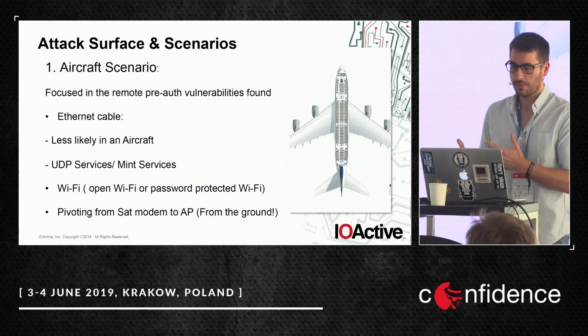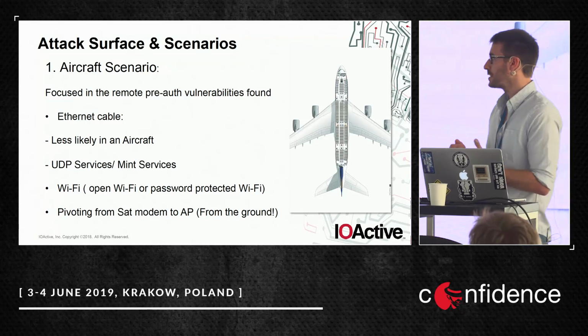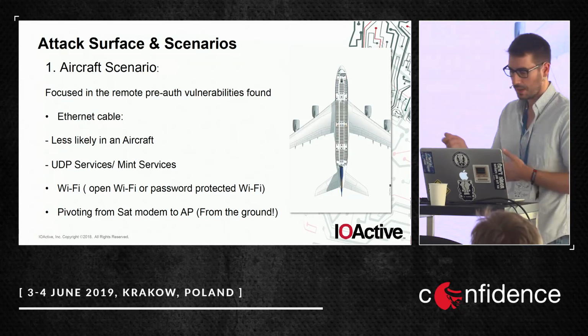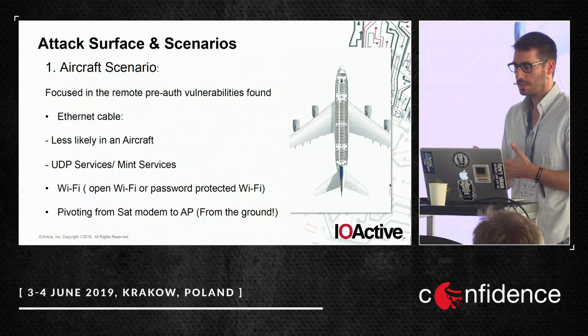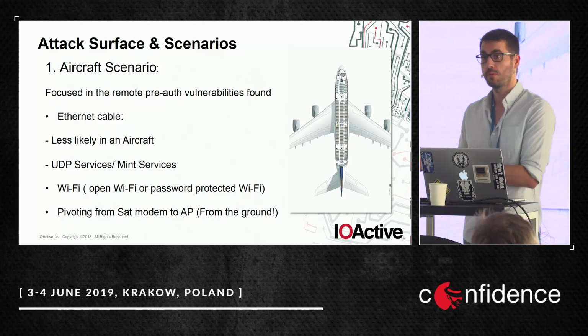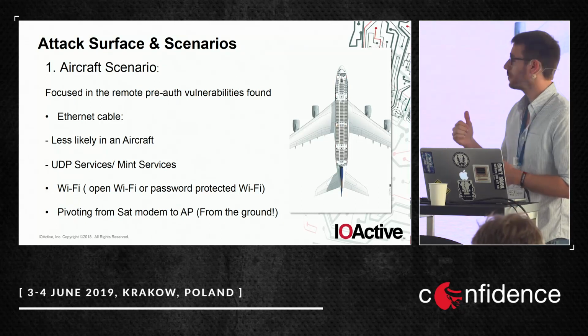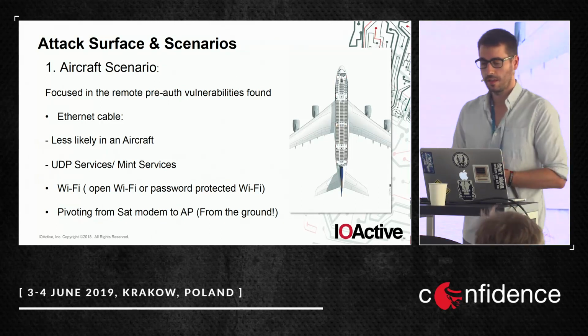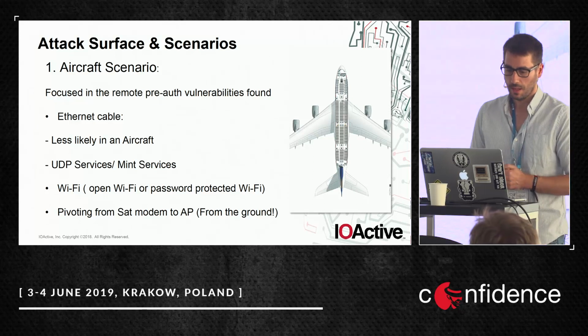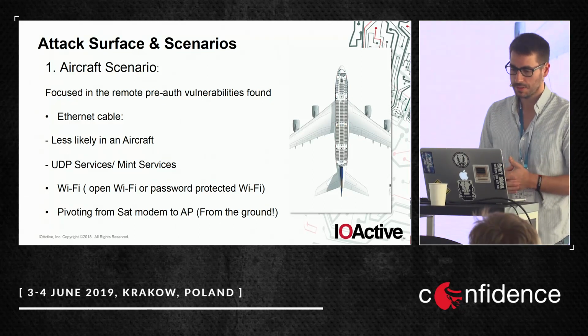So in the case of the aircraft, if the attacker has physical access to the device and connects a cable to it, he can exploit all the issues that we will describe. But of course, in the case of the aircraft, as we saw, the device is normally on the ceiling, so it's less likely, right? But it's also possible to exploit these issues through the Wi-Fi connection.